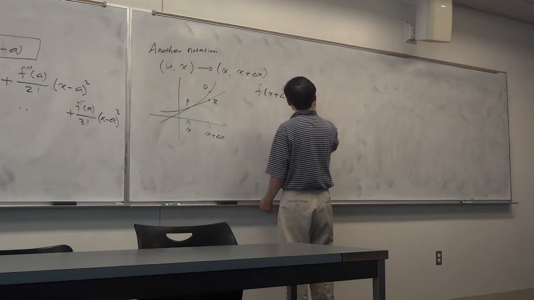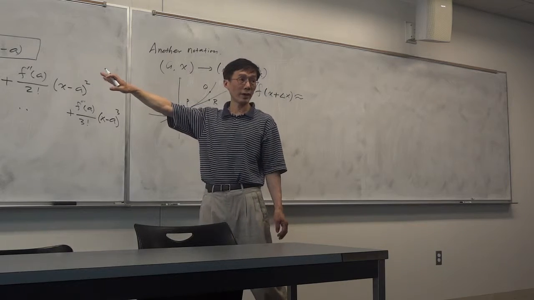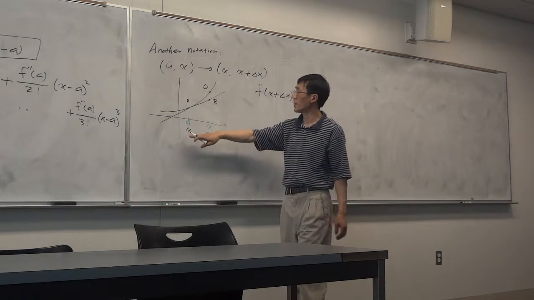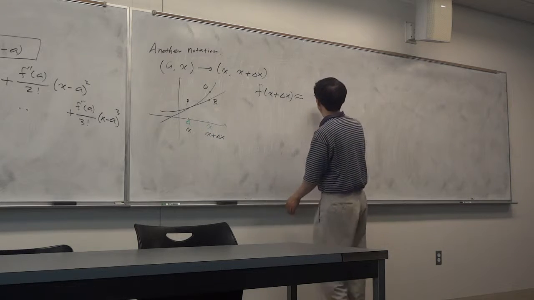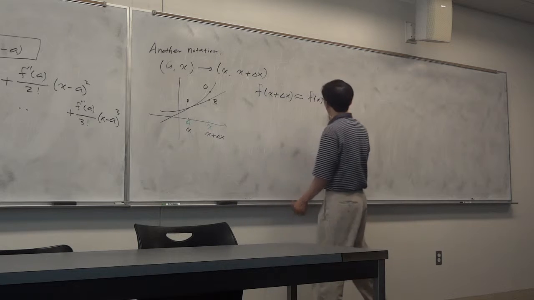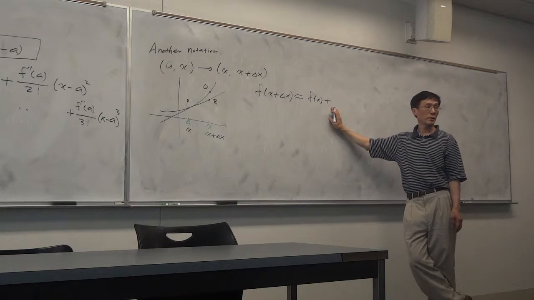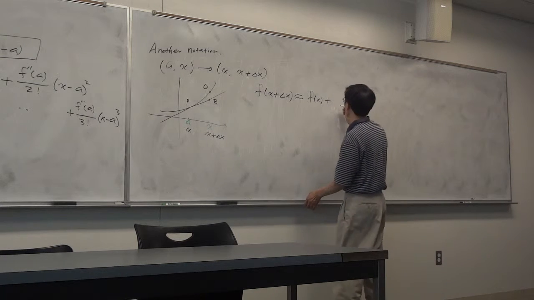All right. That is approximately equal to, well, previously it was f(a). And now we're going to write what? f(x). Okay, so we're going to write f(x) plus what? Before it was f prime a, and now we're going to have f prime x.